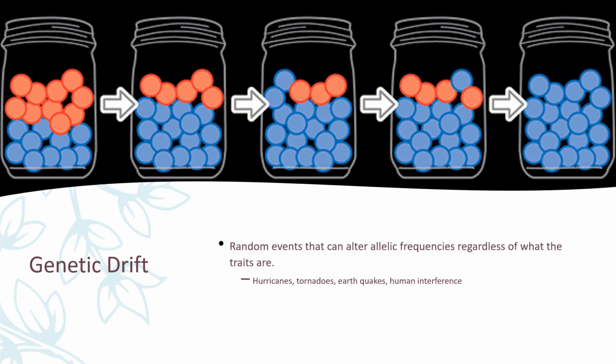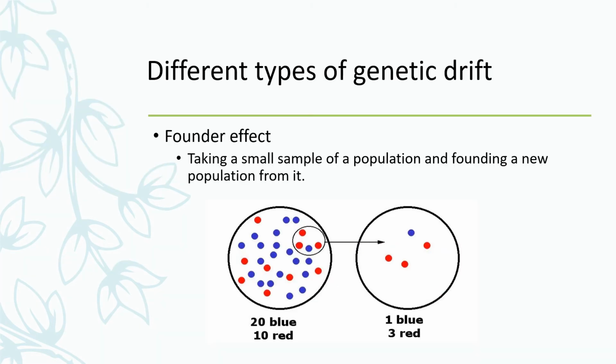So genetic drift occurs from random events that can alter allelic frequencies regardless of what the traits are. Some random events could be hurricanes, tornadoes, earthquakes, human interference. We could do some overdevelopment and destroy habitat, and things like that can cause changes in allelic frequencies regardless of what the original traits were. There are different kinds of genetic drift. Again, genetic drift being different kinds of allelic frequencies showing up in the population.